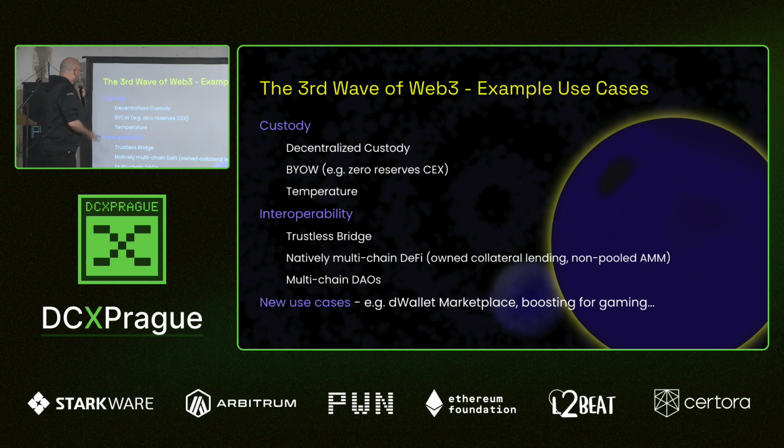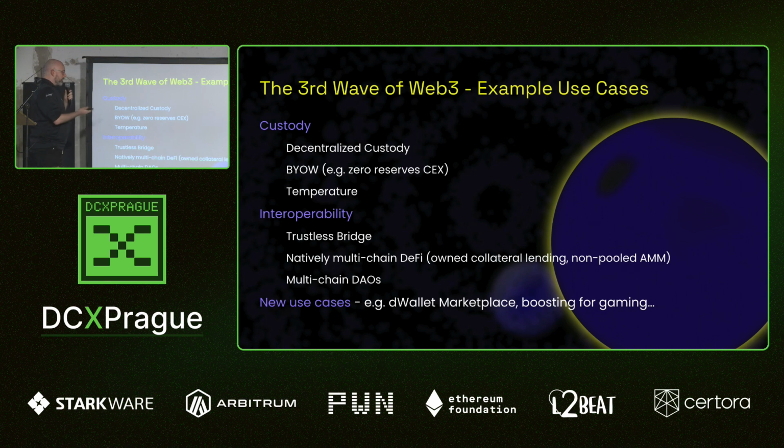So that's custody. In terms of interoperability, we can think about the first trustless bridge between Bitcoin and Ethereum, right? Something that you couldn't really do. Today, bridges are mostly centralized. And then you have these bridges that are part of protocols like IBC.